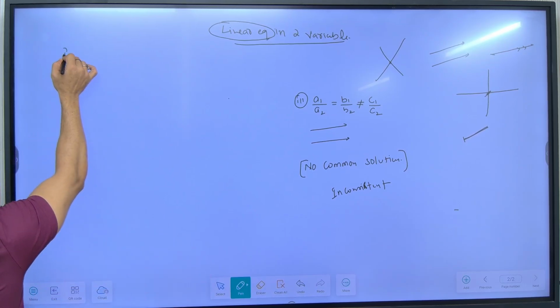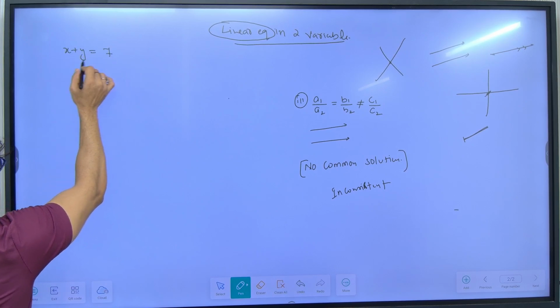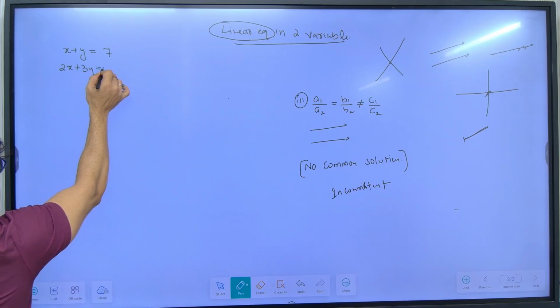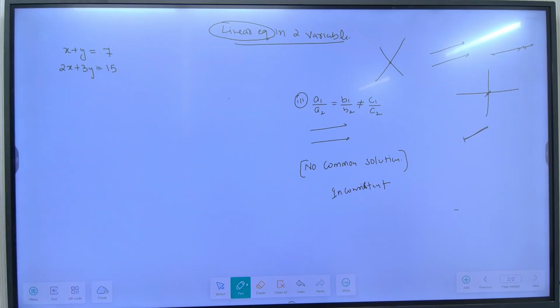If I have two equations, x plus y is equal to 7 and 2x plus 3y is equal to 15. The coefficient of x is 1 and 2 in the two equations. So 1 by 2 is definitely not equal to 1 by 3. So we'll have to solve it. To solve this, there are 4 methods which you have learnt in 10th standard. First is graphical method. Make the graph of both equations, see where they are intersecting. Second is the substitution method, then cross multiplication method, and elimination method. And most of us like the elimination method. In the elimination method, you have to cancel any one variable.